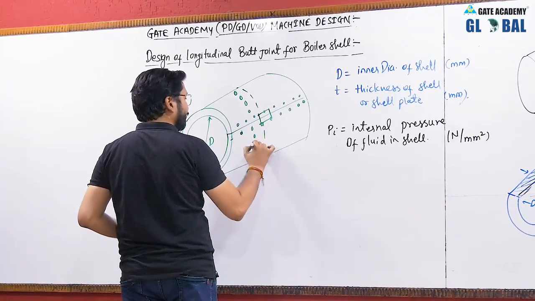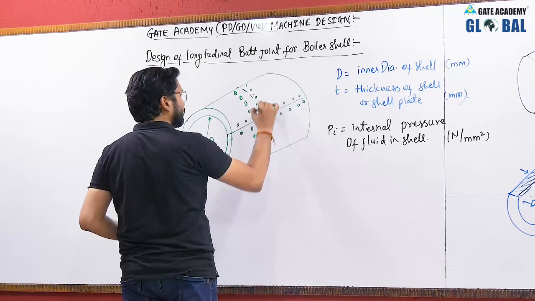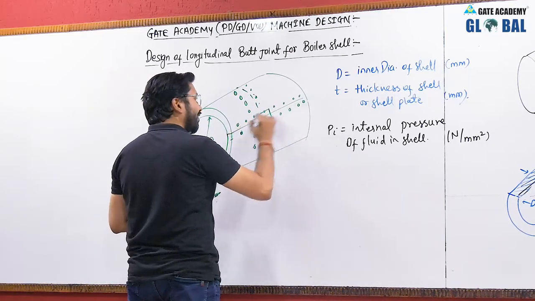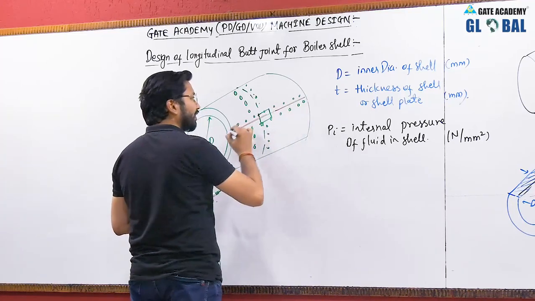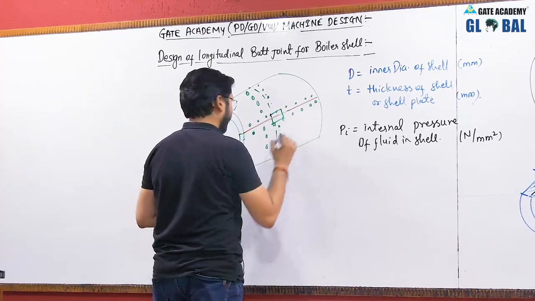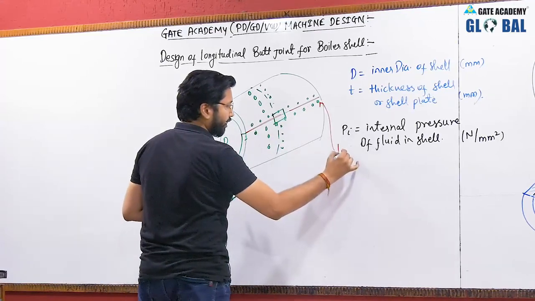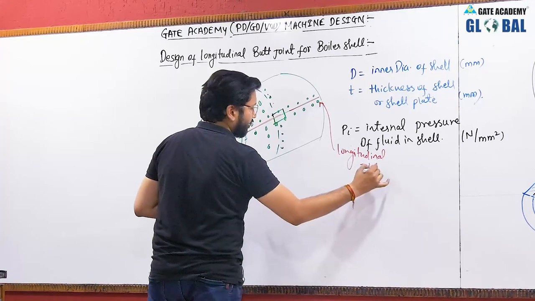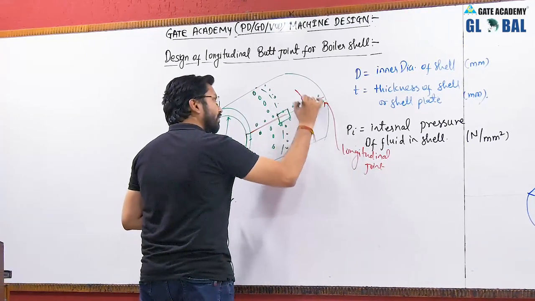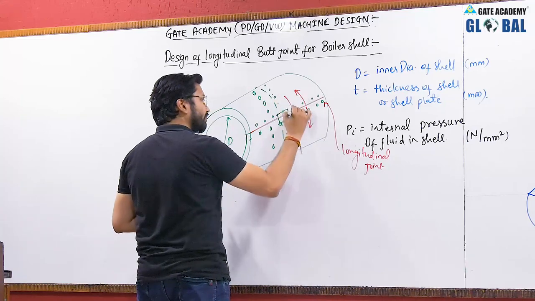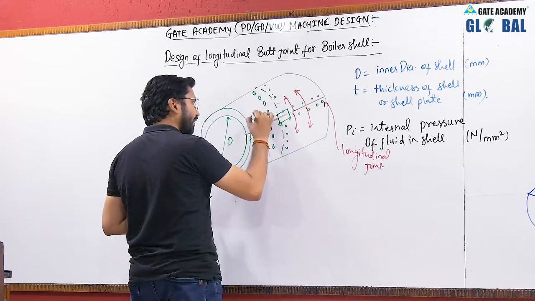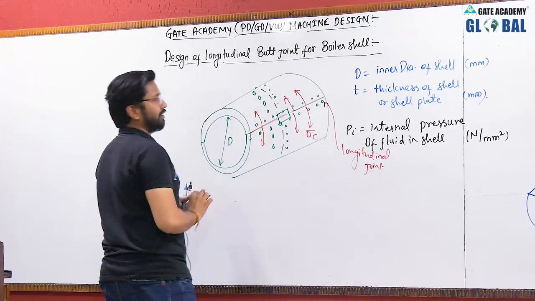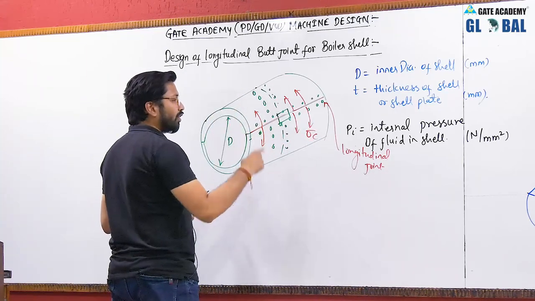This is the shell carrying the rivets for the joint. Here you can see that along the longitudinal direction, that is the longitudinal joint, which stress is acting? This stress is acting. And what is this stress? This is the hoop stress, that is sigma c. So sigma c acts on the longitudinal joint.